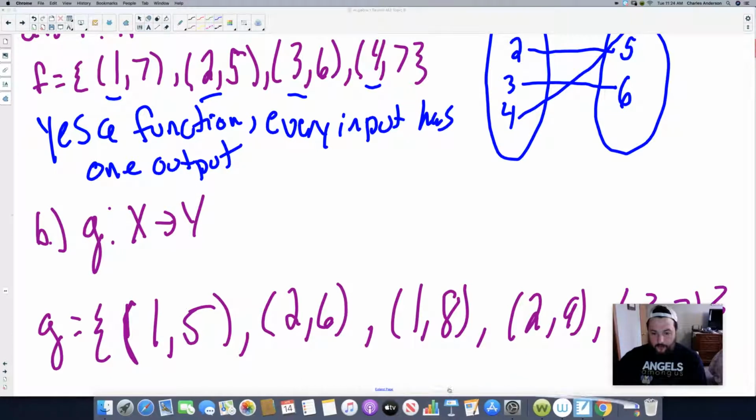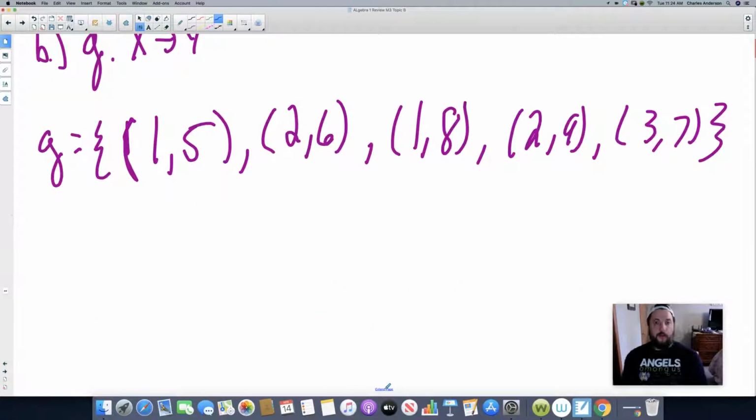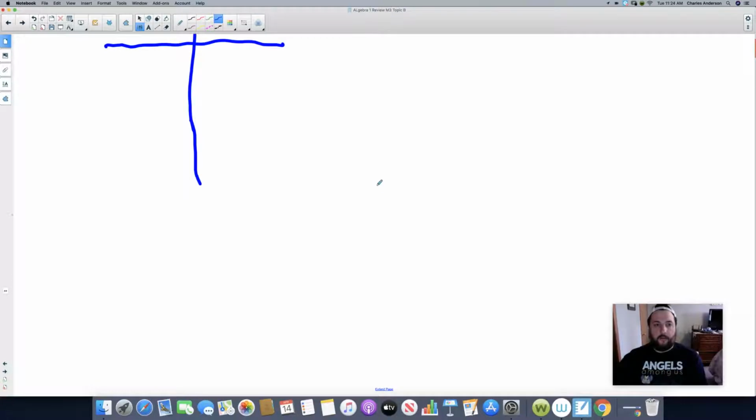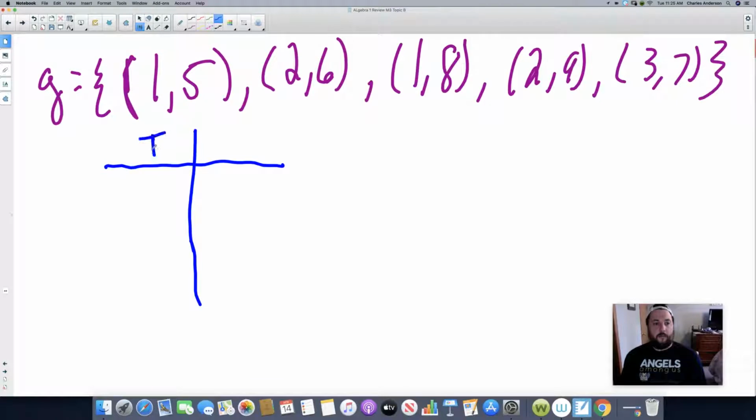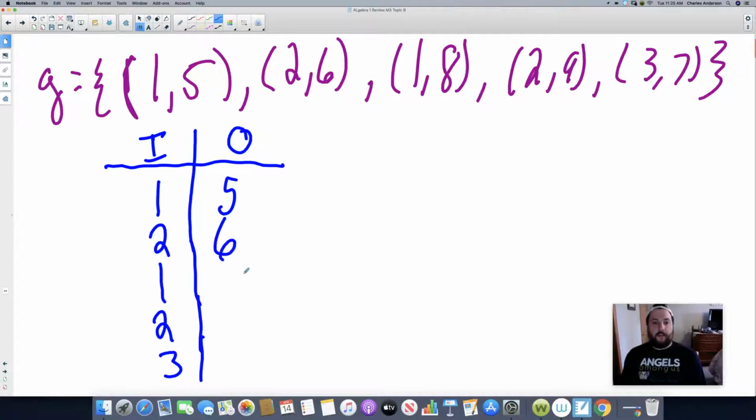Another way you can see this written is as a table. g is again written as ordered pairs, but we can also sometimes see these written as tables. I'll write them as ordered pairs in a table, because you're probably used to seeing this. Remember, these are inputs and these are outputs. I have 1, 2, 1, 2, and 3. Remember, inputs are the x coordinates, and the outputs are the y coordinates: 5, 6, 8, 9, and 7.